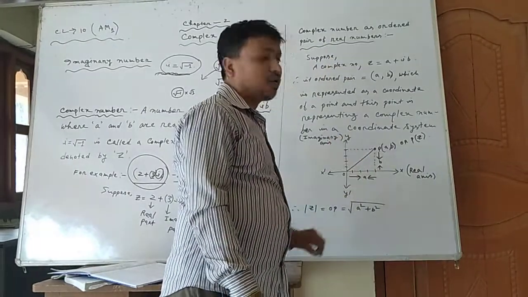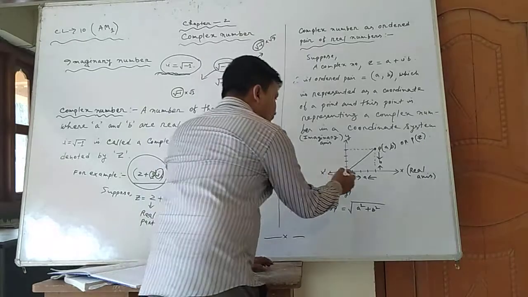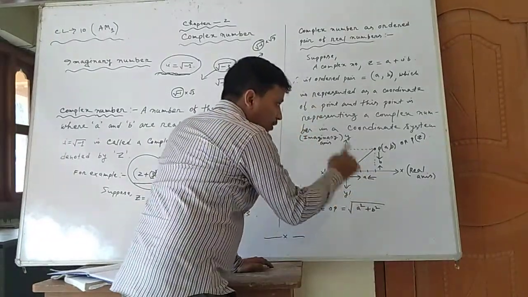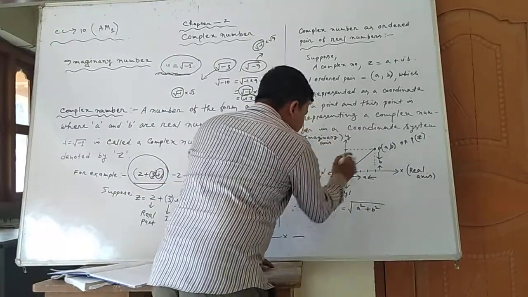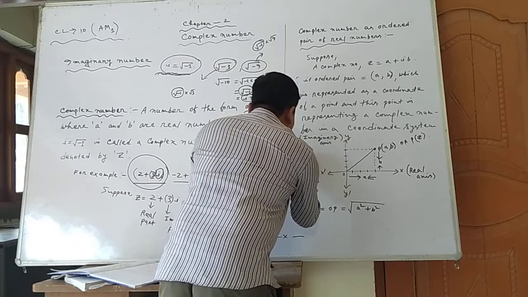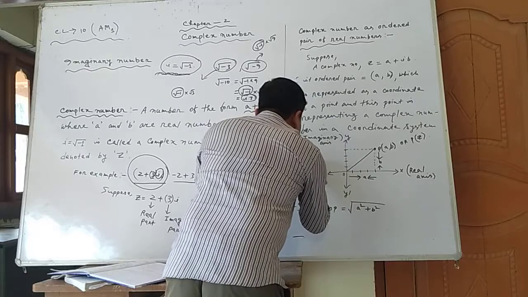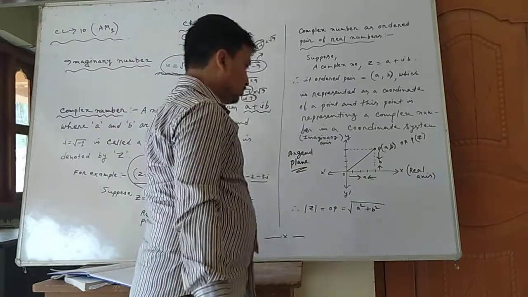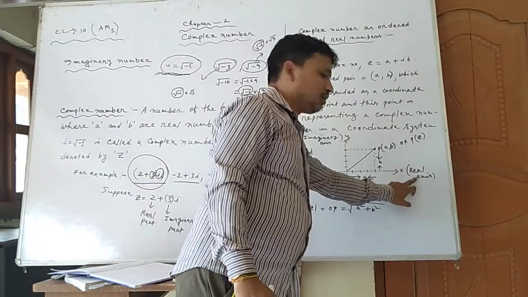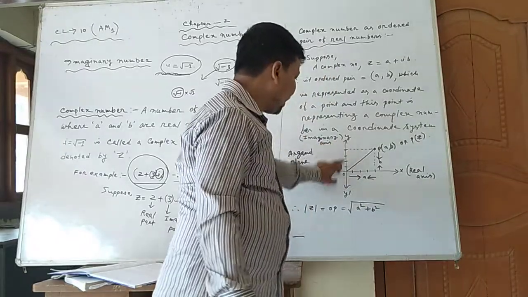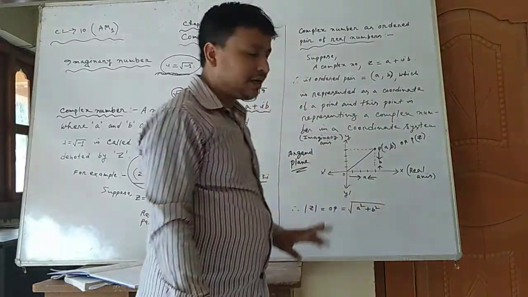then the plane is called the Argand plane. We are using a coordinate system for representing a complex number, so this plane is called the Argand plane. The x-axis is called the real axis and the y-axis is called the imaginary axis.